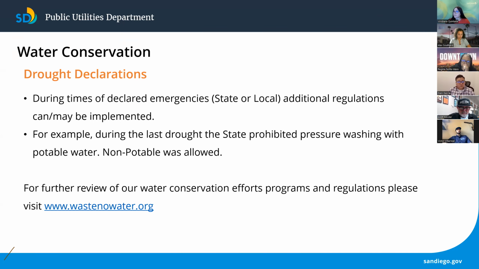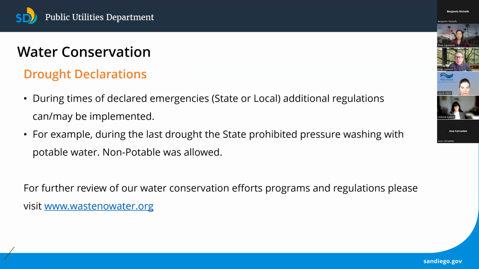I'll talk a little bit more about drought declarations. Here in San Diego, droughts regularly occur within our region and in the state of California. During these droughts, the city or the state may implement emergency regulations that may further impact washing paved areas. During the past drought, there were regulations that came from the state banning the washing of paved areas with potable water unless there was an immediate need. If droughts are implemented for the city or the state, the city will notify the public through local news stations, social media, and it would also be updated on our website.